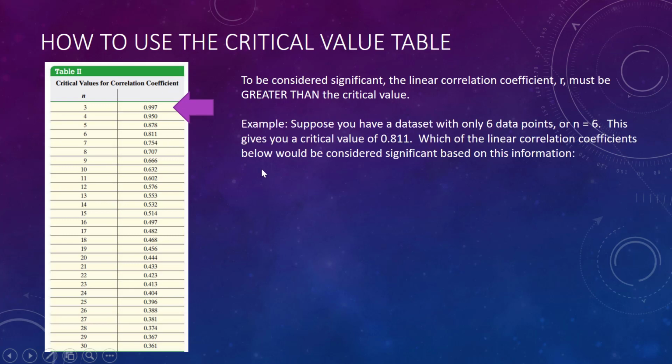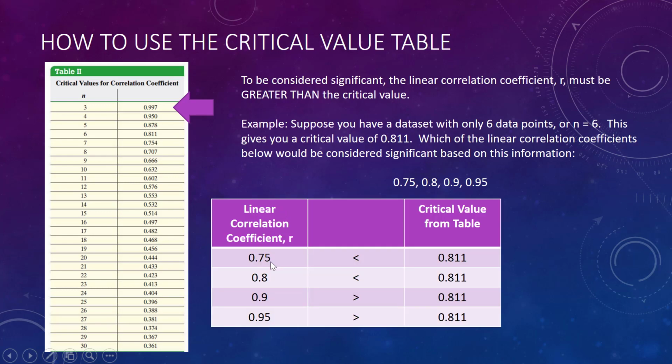Let's do a few practice examples here. Suppose you have a data set with only 6 data points. According to the table, that means that our critical value is 0.811. Which of the following linear correlation coefficients would be considered significant, based on comparing them to this critical value? 0.75, 0.8, 0.9, and 0.95. You can pause this video and write down which of those you think are significant based on this information, and then unpause it to see if you are correct.